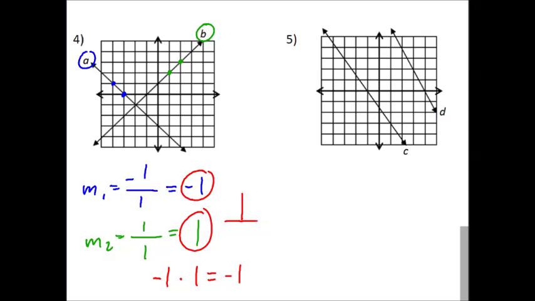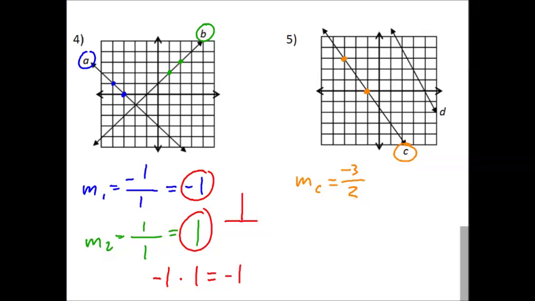Moving on to the next example, we're going to look at lines C and D. Are they perpendicular, parallel, or anything at all? I'm going to try and pick in here. It's getting a little harder, but we still can find points that are right on the grid line. The slope of line C is going down 3 and 2 to the right, so -3/2.